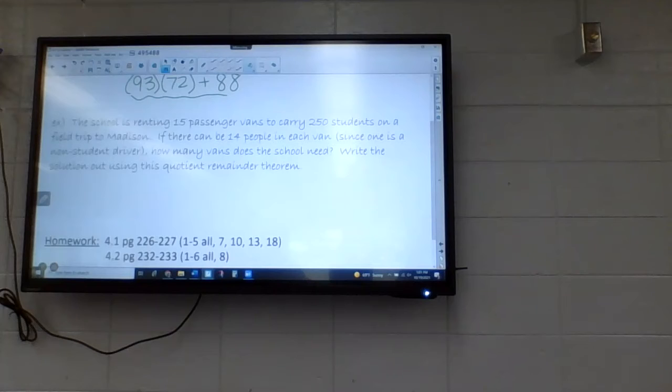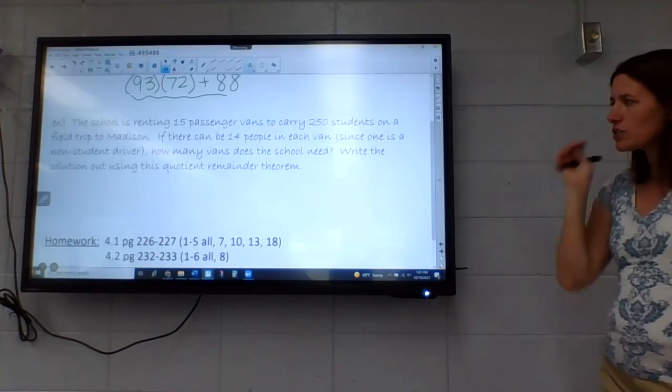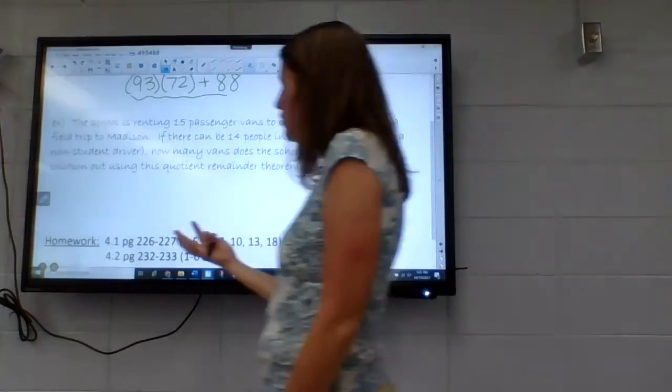So guys, let's finish up this last one. Remember, it's a little bit on the long side. It won't take you a long time, but there's more problems than we typically have. It says school is renting 15 passenger vans to carry 250 students on a field trip to Madison. But there can only be 14 students in the van since one is a non-student driver, so we have to account for that. How many vans does the school need? Write the solution out using the quotient remainder theorem.